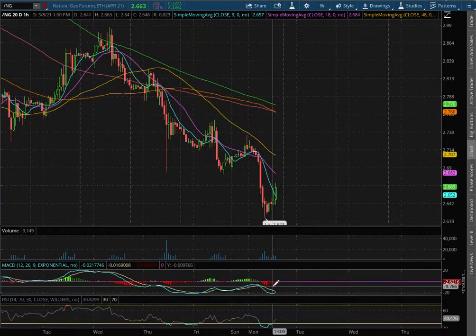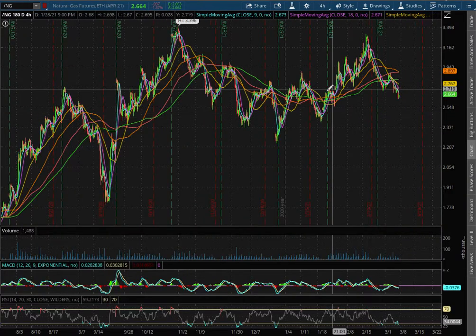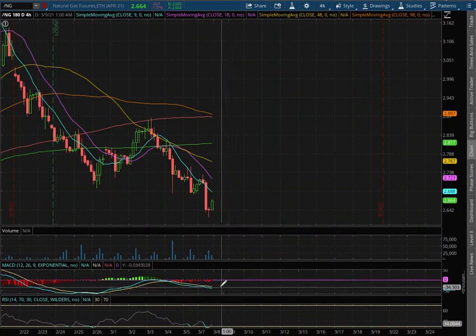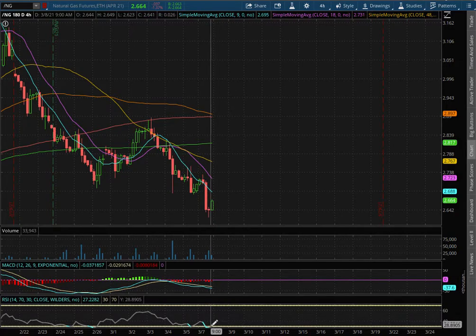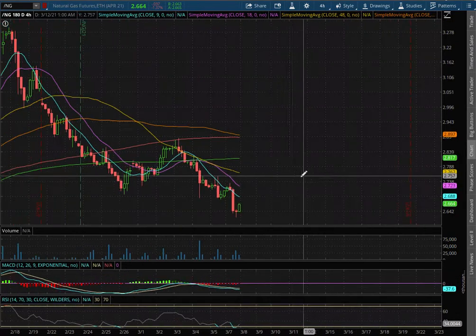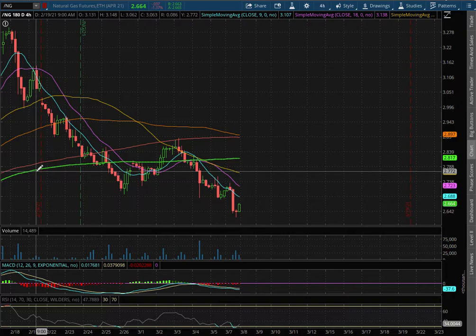We remain in negative MACD, seeing slight signs of a converge. We're off of oversold levels with the RSI. As we extend that to the 4-hour chart, we still remain in negative MACD and at oversold condition with the RSI. We're still below the 200 moving average, this green line, which will act as our temporary resistance at the price of $2.82.